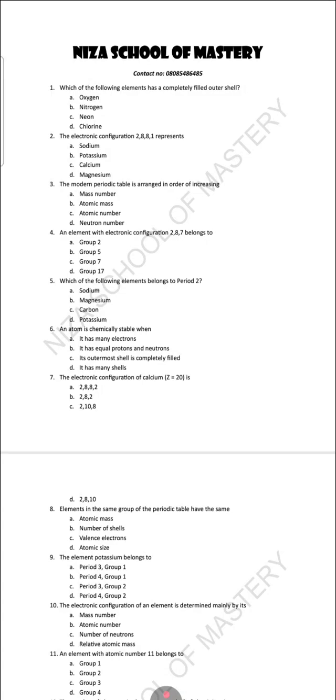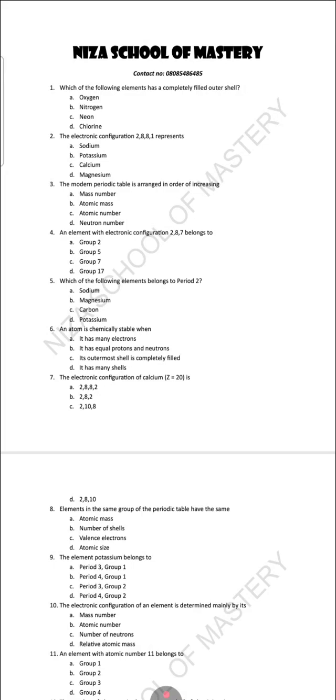So quickly let us review our questions from the previous class. Number one, which of the following elements has a completely filled outer shell? That's neon. Neon has a completely filled outer shell. Neon has 10 electrons, 2 on the first shell and 8 on the second shell, and your second shell can take 8 in total. So that's neon. The other ones are not completely filled.